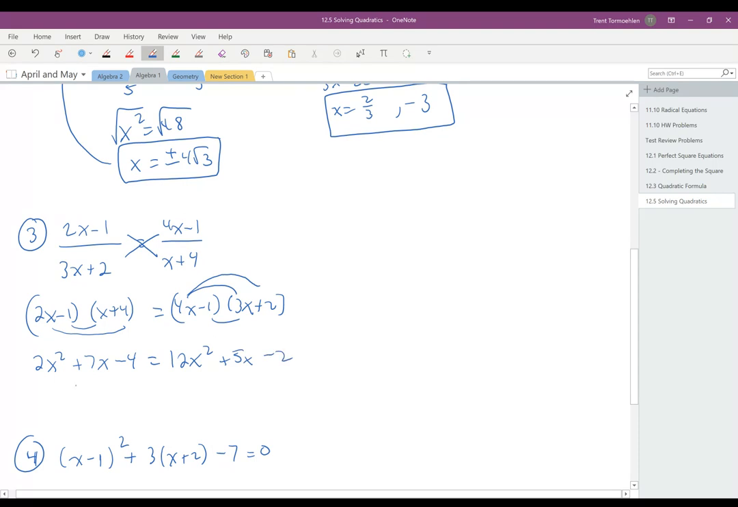Now I move all these terms over here. So subtract 2x to get 10x squared. Subtract 7x to get negative 2. Add 4 to get positive 2.